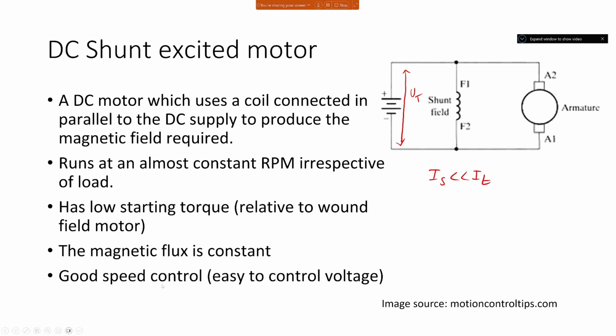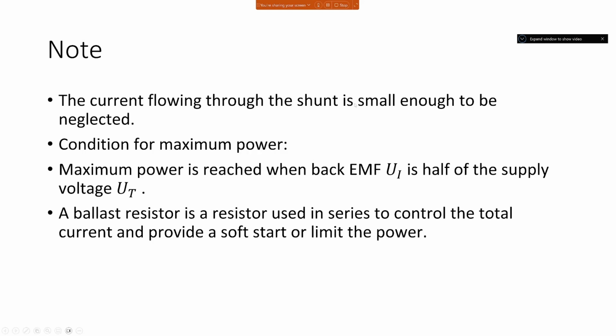This has very good speed control because you just have to change the voltage. The field becomes less strong because of a smaller current, and the torque is lesser. Current flowing through the shunt is neglected. The condition for maximum power is reached when the back EMF UI is half of the supply voltage. But in this case, you have low efficiency.